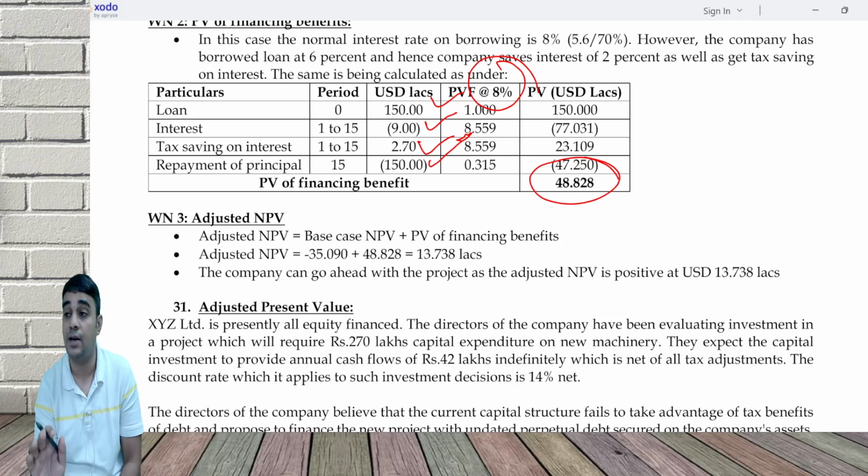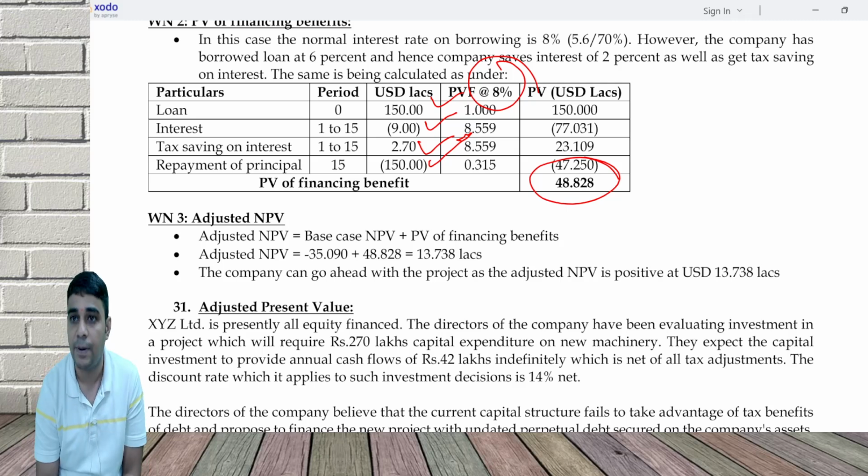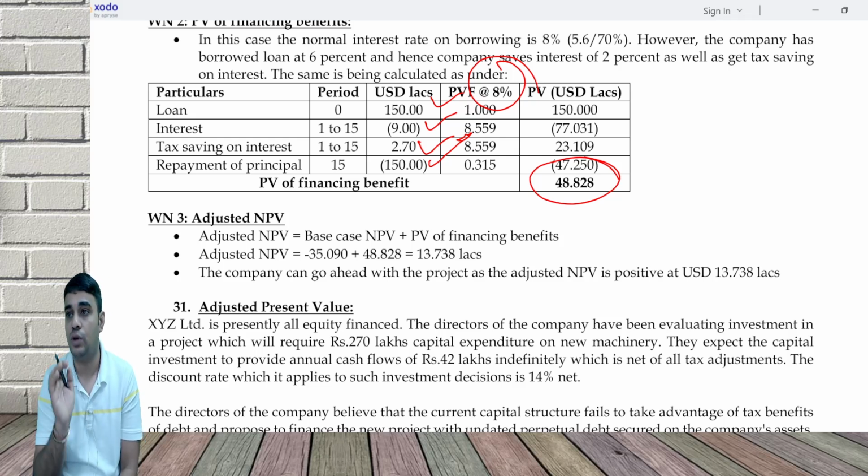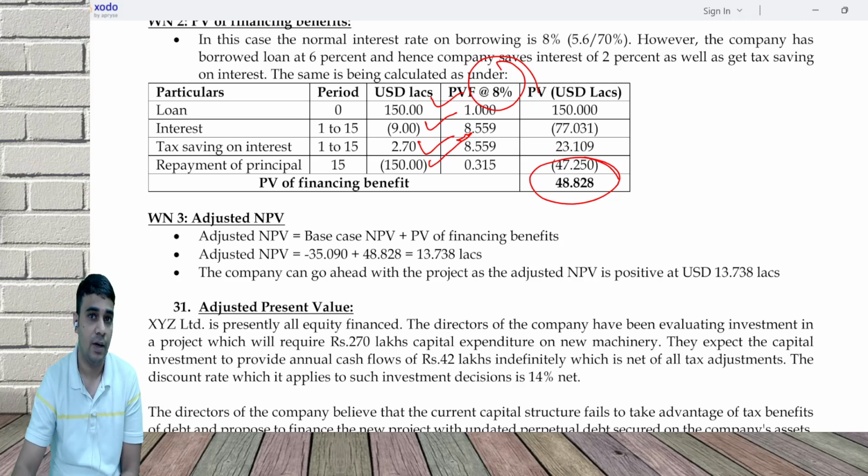I'm not discussing other questions on APV because they are not part of your study material. I'll discuss only questions which are part of your study material or which have come in the recent attempts. So other questions you can go through for your practice. Any doubts on this? Can we proceed?